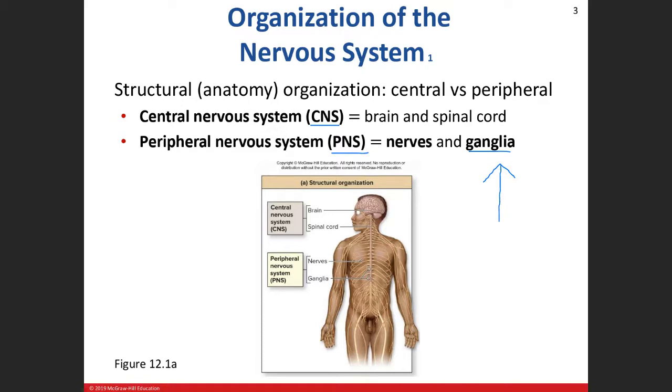So as we zoom in on this and take a close peek, here we can see the structural organization. Remember what I said, when you see structural, think of anatomy. So you've got your central nervous system, brain and spinal cord. Then the peripheral nervous system is going to be all these nerves that we see coming off of the spinal cord and the nerves coming off of the brain. And then the ganglia, where the cell bodies of some nerves are located.